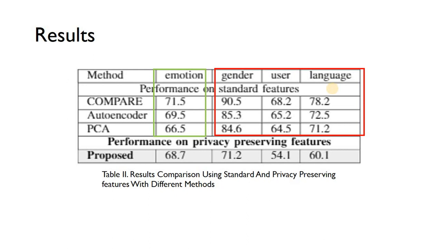But in contrast, on the privacy preserving feature using our model, we are achieving 68.7%, that is comparable with the previous methods. But if we see here, we are minimizing the performance on gender, user, and language identification. So this shows that our proposed model can enhance the robustness on a network for speech emotion recognition systems.